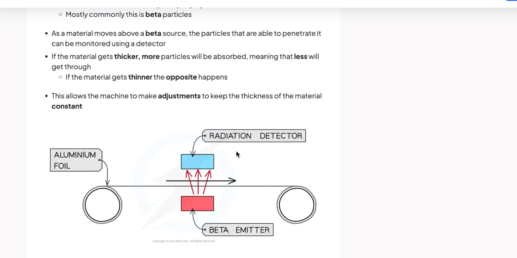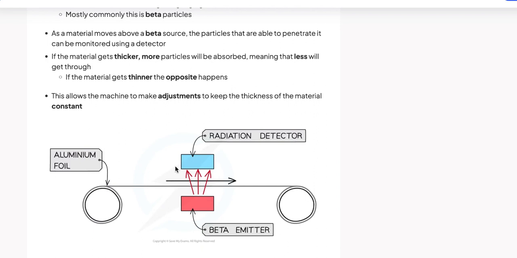So if the material gets thicker, more particles will be absorbed. This material is aluminum foil. If you make the aluminum foil thicker, more of the particles will be absorbed. They will not be able to penetrate or pass. But if it's not so thick, then more of this beta radiation will pass. So if the material gets thicker, more particles will be absorbed, meaning less will pass through and be detected by the detector. Less will be detected if you make the aluminum foil thicker, right?